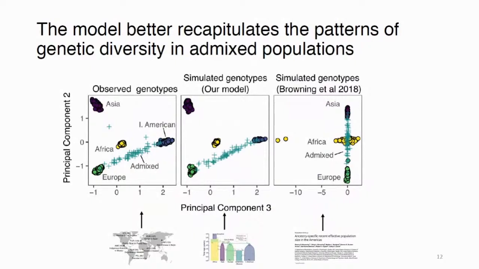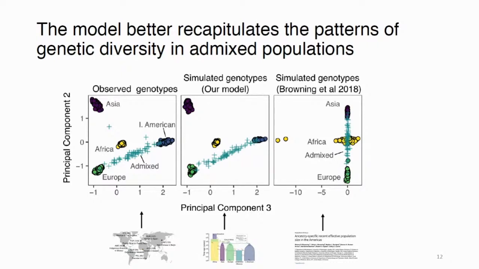And this is a validation of this model. So here we have a principal component analysis. And here we can see that the principal component three captures the variation in the Native American ancestry. The first plot here is from the real data. Here we're just plotting the PCA from the genomes.